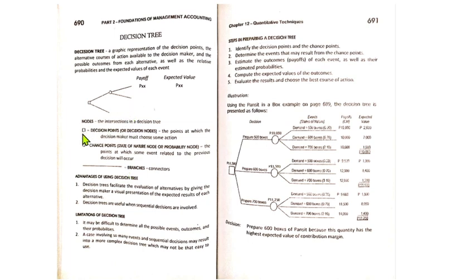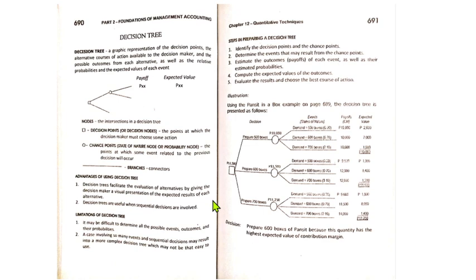So kapag square, we look at this as the decision points or the decision nodes, the points at which the decision maker must choose some action. So mamimili siya between alternative 1 and alternative 2. The chance points represented by a circle are the state of nature node or probability node, the points at which some event related to the previous decision will occur. Yung chance points yan.